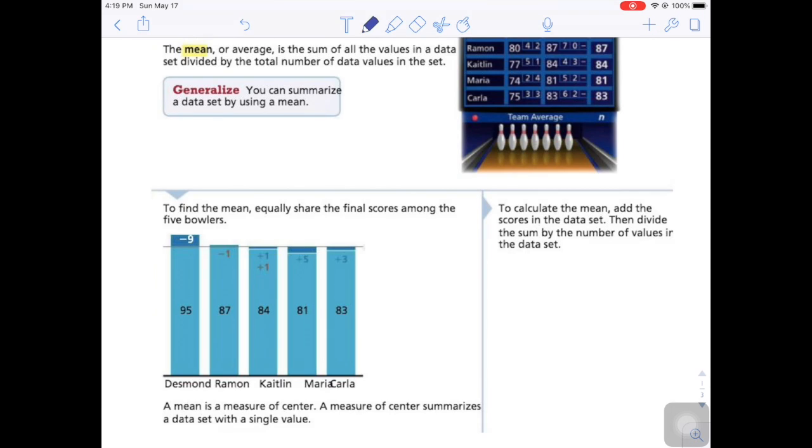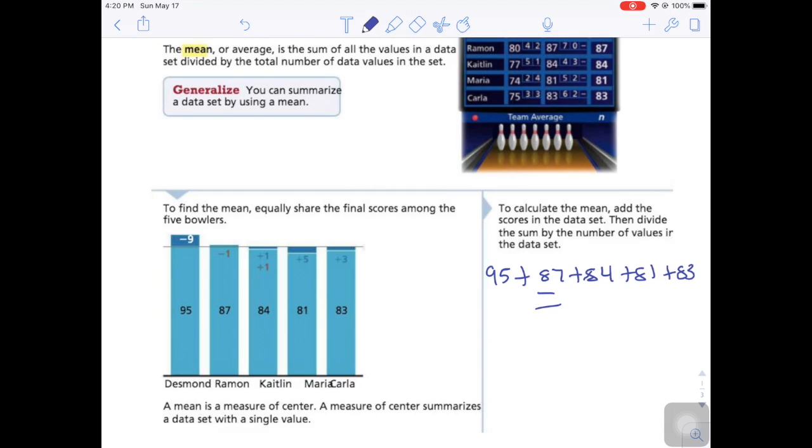So first, let's go ahead and add all these up. So we have 95 plus 87 plus 84 plus 81. That was a bad 8, sorry. Plus 83. Oh my goodness, you guys. Not doing too well on the typing today. So go ahead and add all these up. And you can go use your calculator if you like.